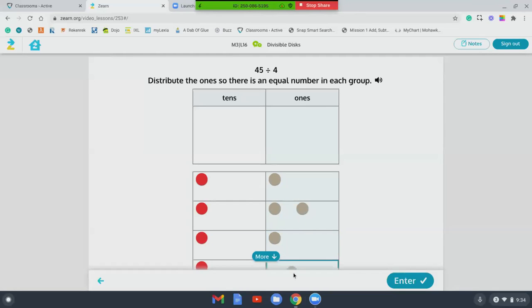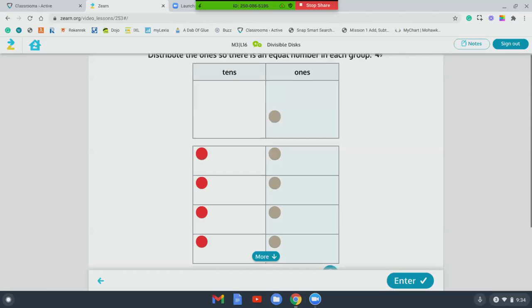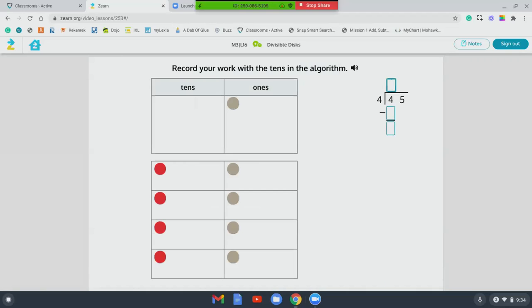Oops, hang on. Sorry, my finger slipped. And we'll go back up here because there are only 4 groups and each one is filled and there is one left over. So 4 and the quotient would be 1. So 4 times 1 is 4. 4 minus 4 is 0. Okay, and we're right.